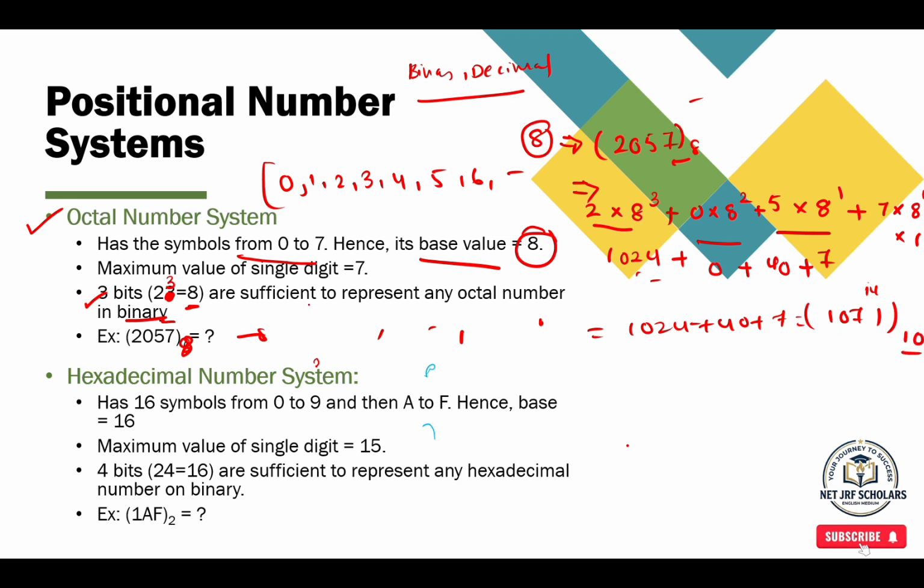So this is in the decimal. So the decimal number for 2057 octal is 1071.